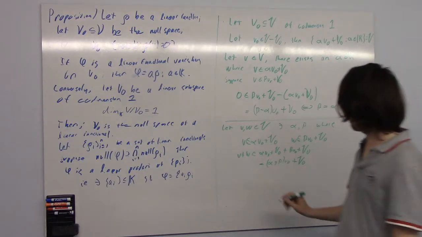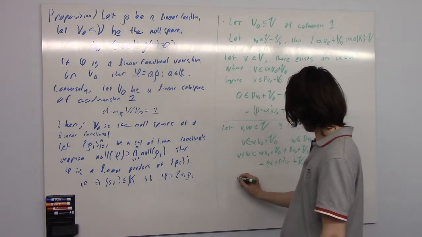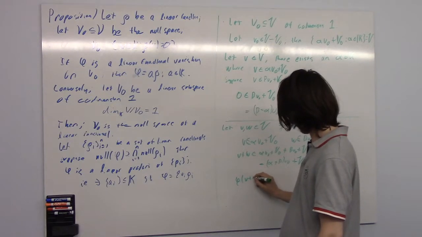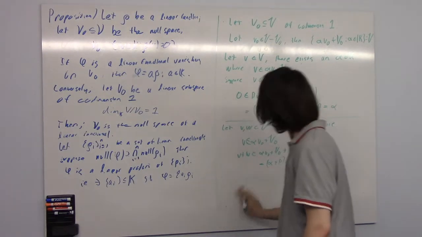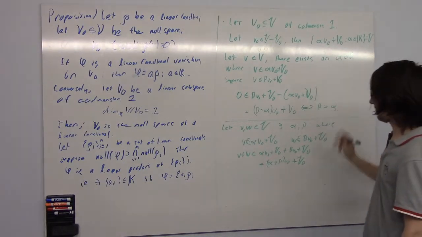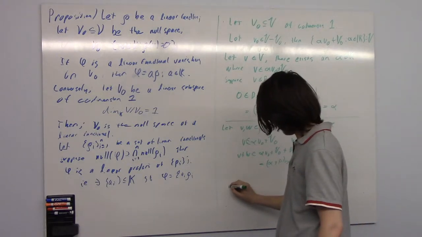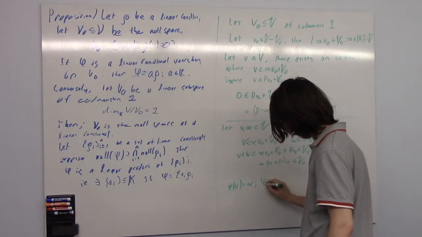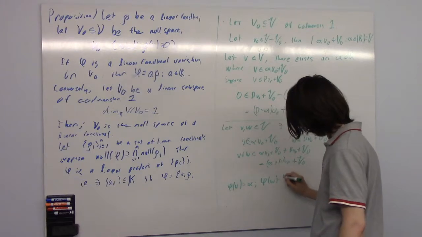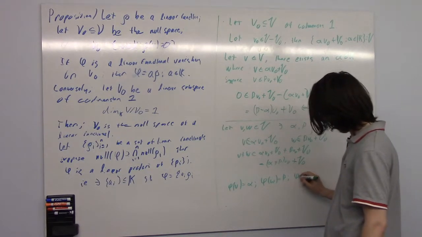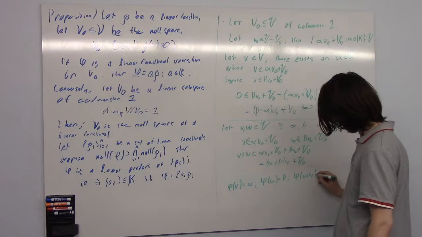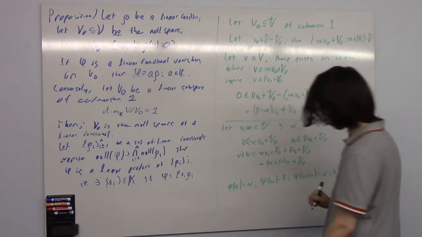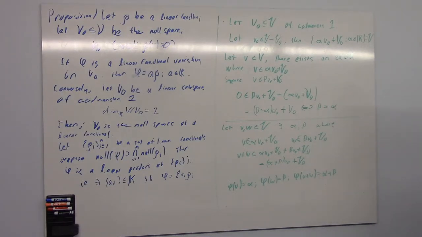So we see phi of v plus w. So if we go here and we let phi of v equal alpha and phi of w equal beta, phi of v plus w equals alpha plus beta. We're just looking at what orbit it's in.